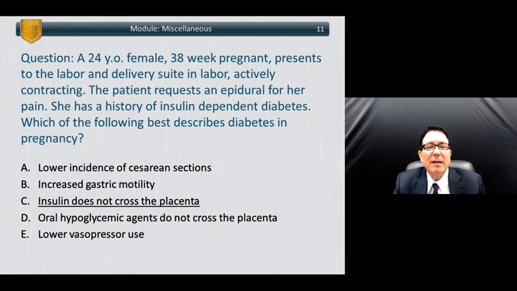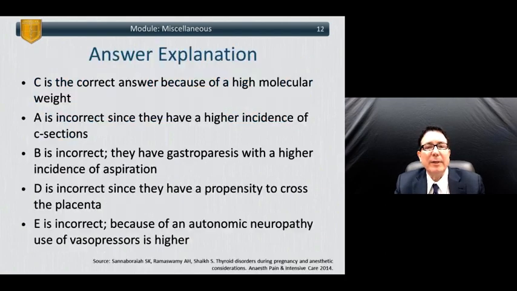Insulin indeed does not cross the placenta and is the treatment of choice for diabetes in pregnancy. C is the correct answer, and the reason it does not cross the placenta is because of its high molecular weight. A is incorrect since they have a higher incidence of C-sections. B is incorrect. They have gastroparesis with a higher incidence of aspiration. D is incorrect since they have a propensity to cross the placenta. And E is incorrect because of an autonomic neuropathy with use of vasopressors being higher.